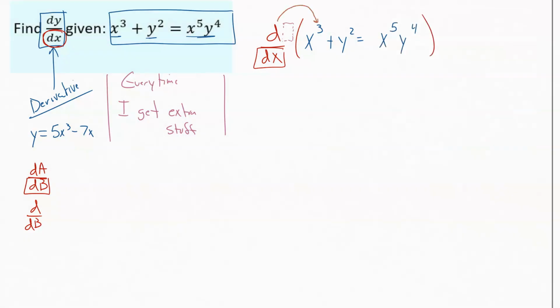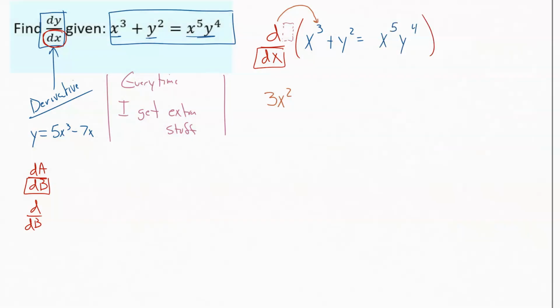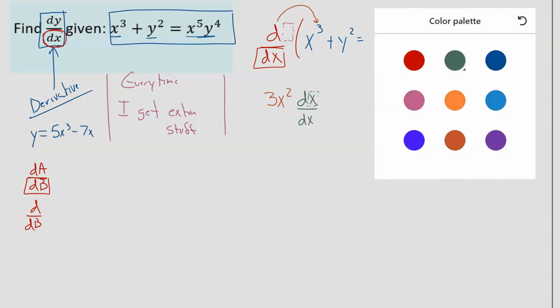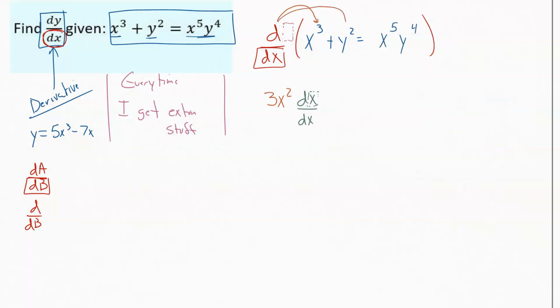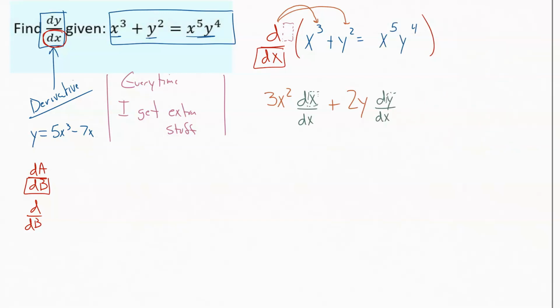So we come through and d dx everything. We take the derivative of x cubed like we normally would. That would be 3x squared. You took the derivative of an x, so you get a dx over dx. We filled that little box in with an x because we took the derivative of an x. Keep moving down the road here. We d dx y squared. Again, take the derivative like you normally would. That would be 2y. And then we get our extra stuff. We took the derivative of a y, so we get a dy dx, filling that box in with a y.